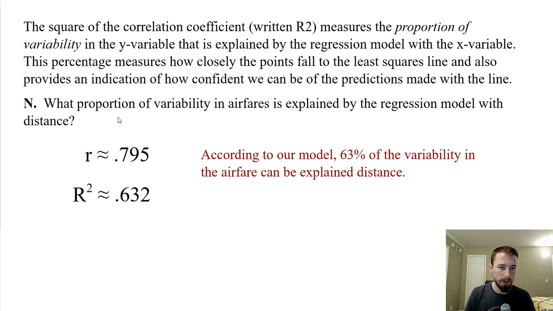Okay, yeah, good. What proportion of variability is explained? We did that. According to the model, 63% of variability in airfare can be explained by the variability in distance. So you are going to be writing sentences like that, so just go ahead and commit that to memory. The best way for you to get that down is just to be repeating that, and I'll be repeating it and repetition in the homework, okay?